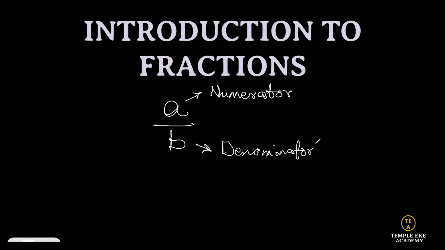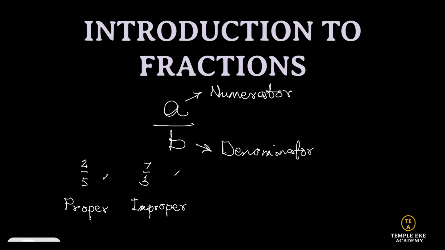This makes a fraction. Now, there are different types of fractions. We have a fraction in which the numerator is lower than the denominator. This is a proper fraction. We have fractions in which the numerator is greater than the denominator, something like 7/3. This is an improper fraction.